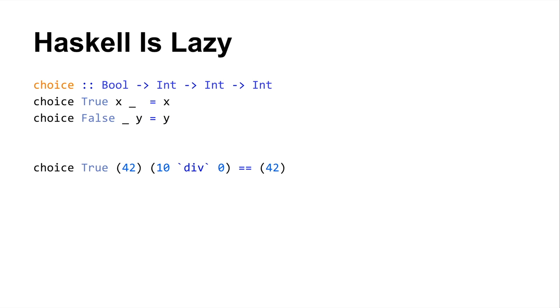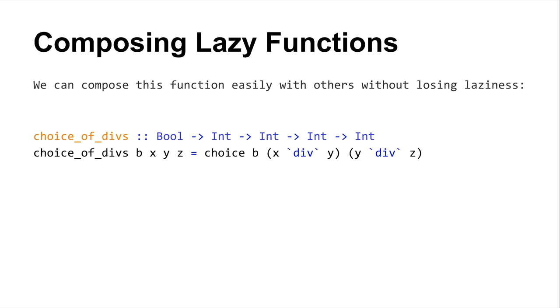This property allows us to do things like this, where I call choice with true. True means that I'm going to pass along the left side, so the x, and the right-hand side, which, if it were to evaluate all the way down to normal form, would result in a runtime exception, but we don't actually do anything with it, so we can write code like this and have it not fail.